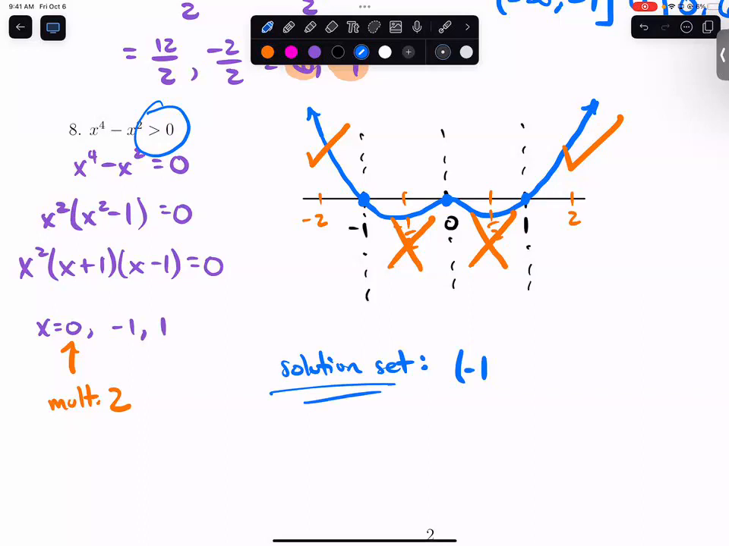Negative infinity to -1, in parentheses. 1 to infinity. This was strictly greater than, right? Greater than 0. At the endpoints, they're equal. So parentheses on both ends. Because if I plugged 1 into the inequality, it would not be true, right? Because I would get 0 greater than 0, and that's not true. So parentheses on the endpoints. Yep, good.